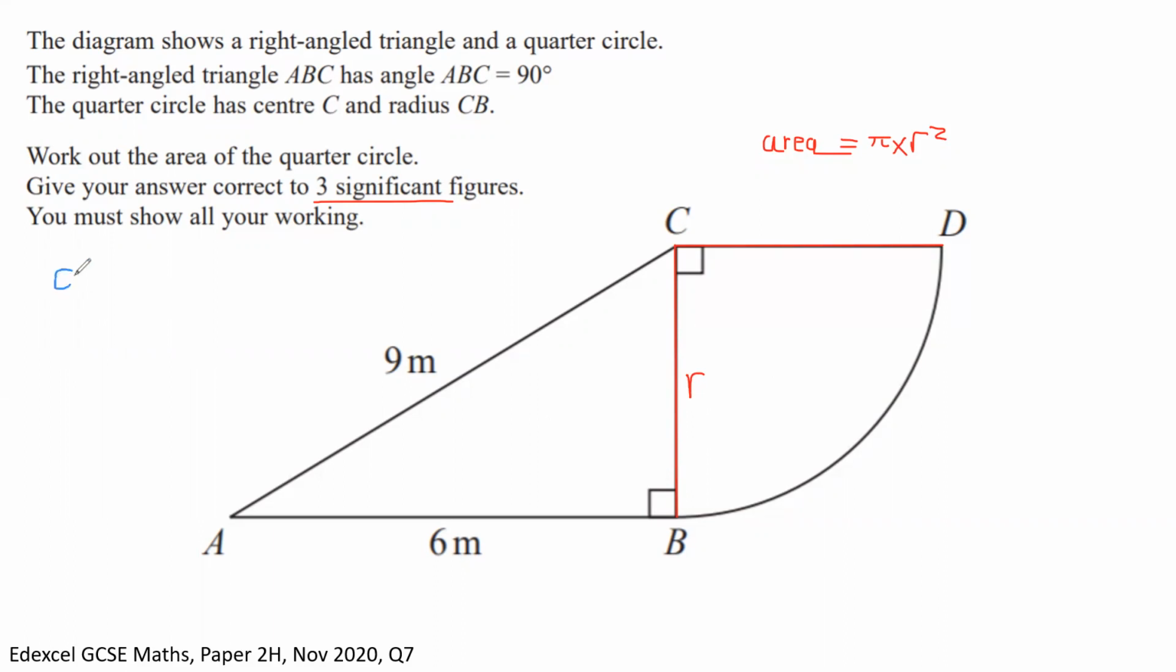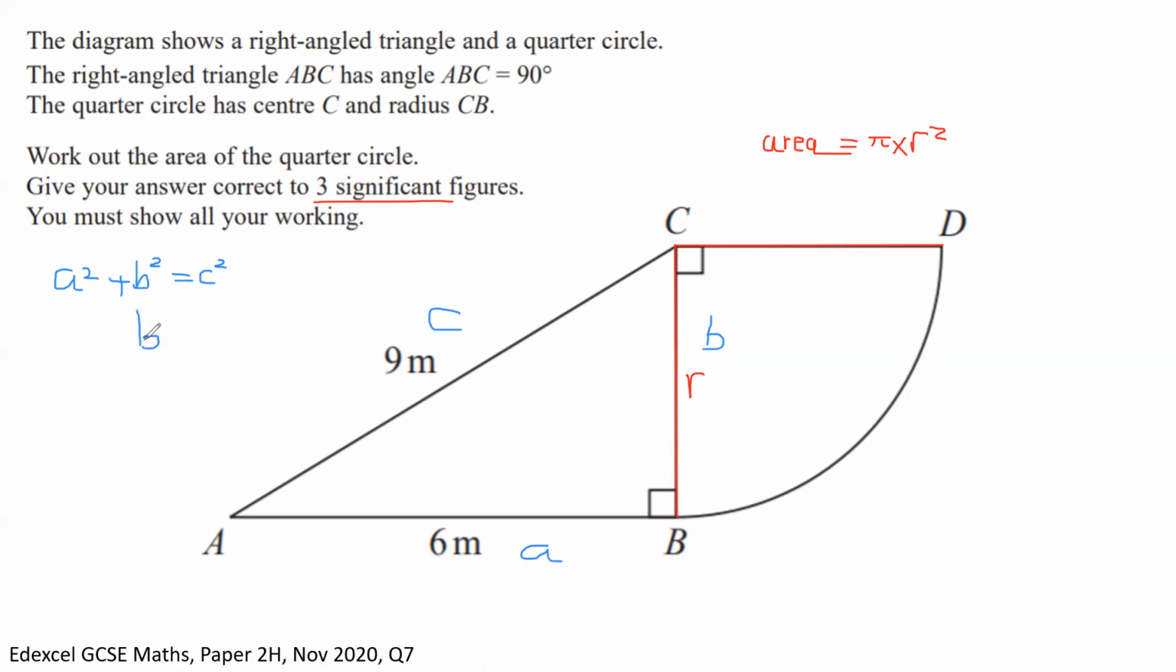So Pythagoras uses a squared plus b squared equals c squared. Now, c squared is always the hypotenuse, which is always this long side, the longest side, which is opposite the right angle. So this here will be c. Doesn't matter out of these two which one's a and which one's b. So we're working out side b, which is the radius.